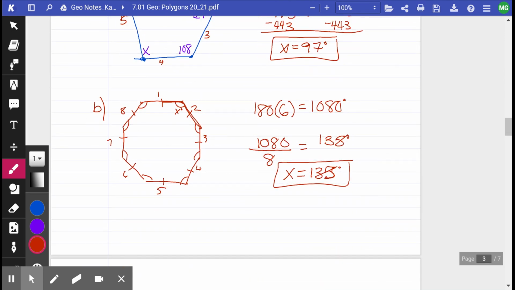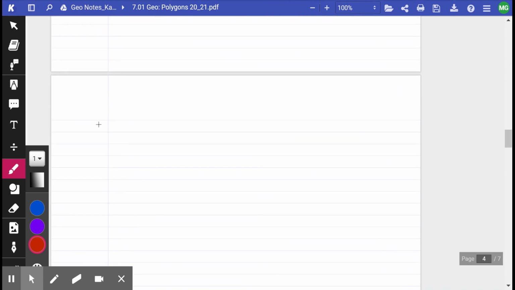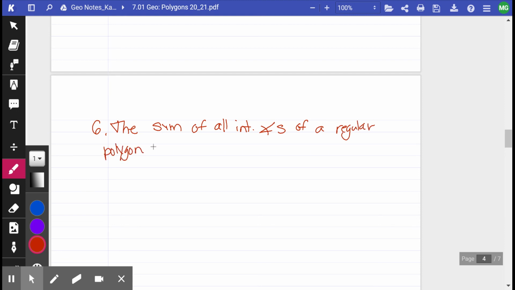Okay, that was number 5. Number 6. The sum of all the interior angles of a regular polygon is 3,960 degrees. How many sides does the polygon have?